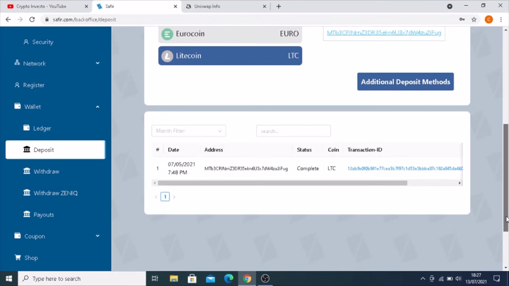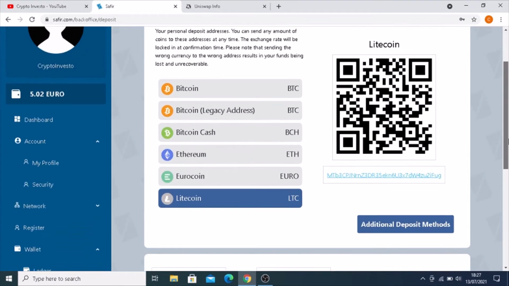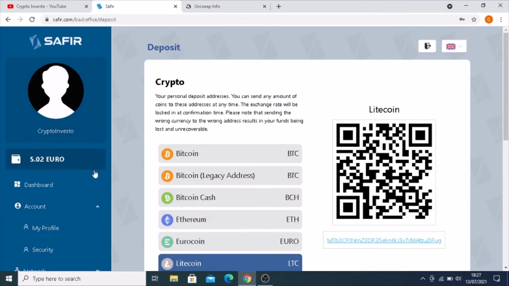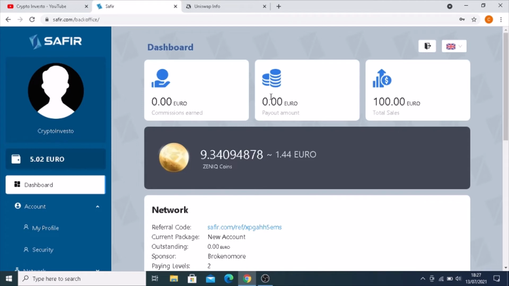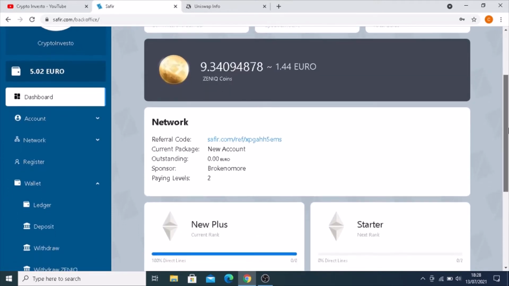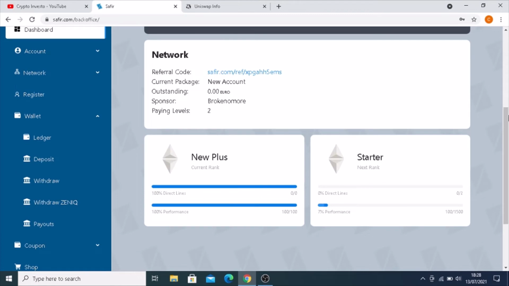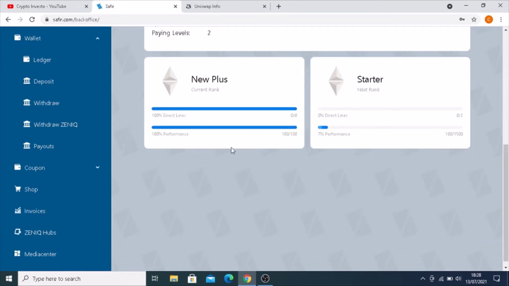Then, once the payment arrived, you come into your dashboard and you'll see the payout amount, you come to your account. It shows that you've got 100 euros in the account, and then what you do is you come down to here, which is shop.